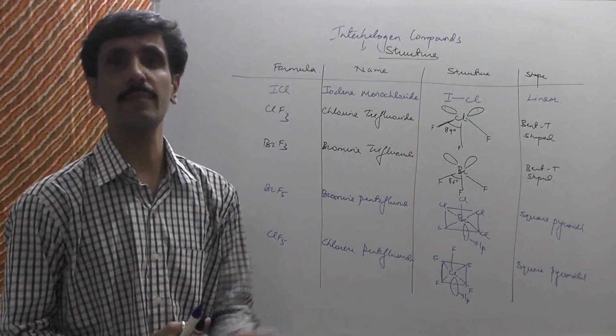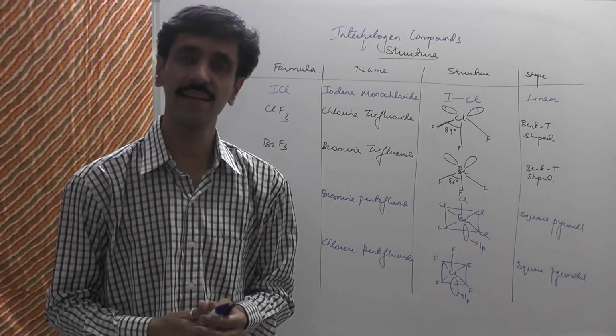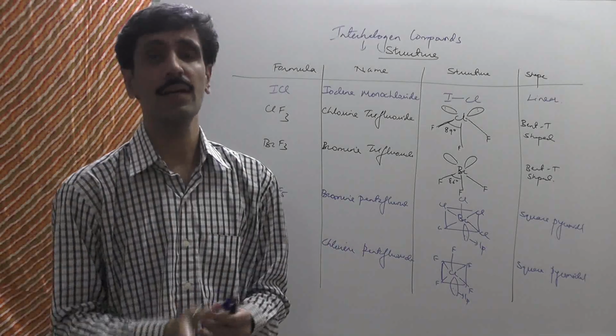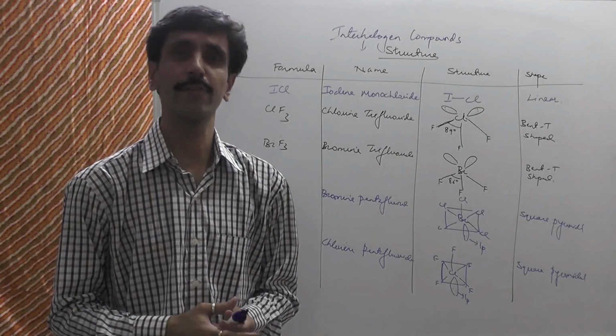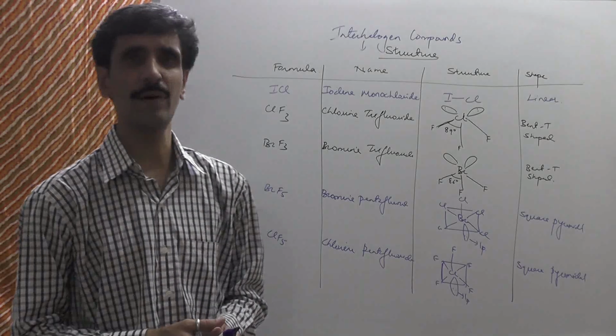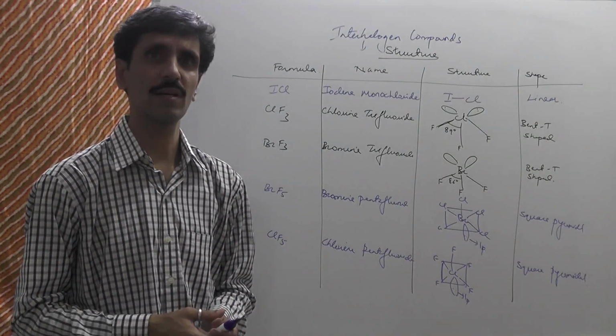And when we talk about XX-5, there will be one lone pair. As a result of it, the shape has to be octahedral, but because of one lone pair, it will be a square pyramidal structure. Am I clear with this? So this is about the structures of the different types of interhalogen compounds.